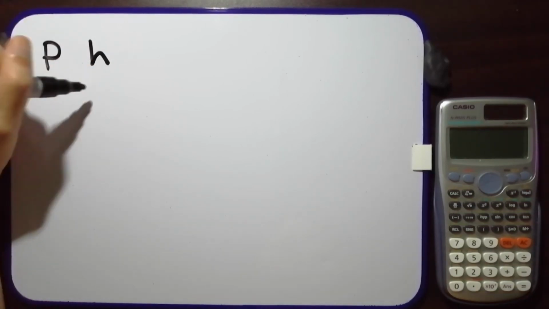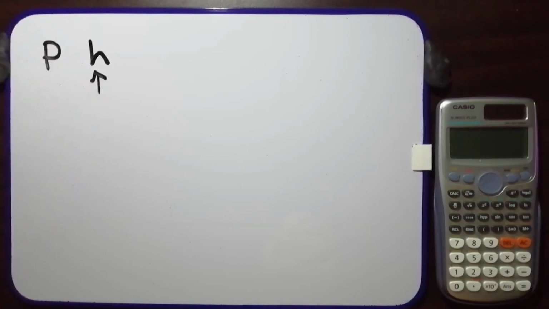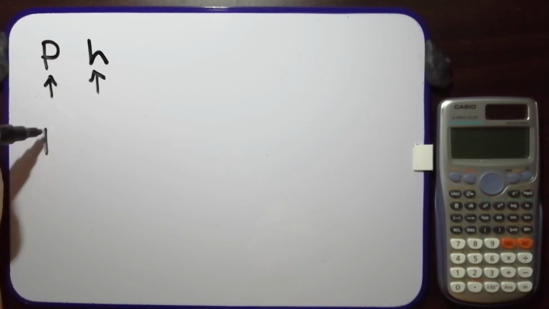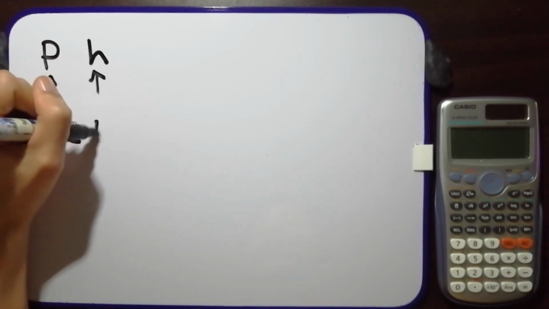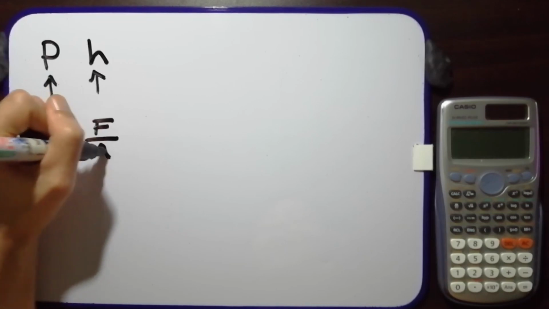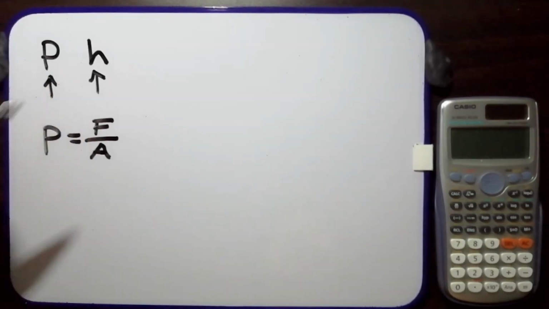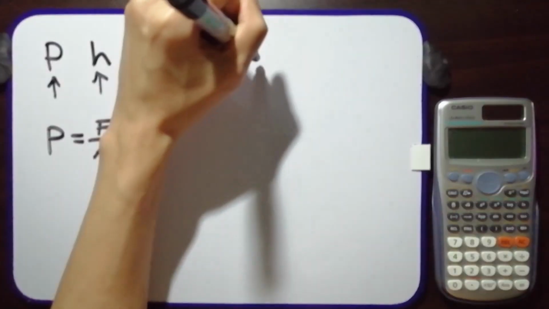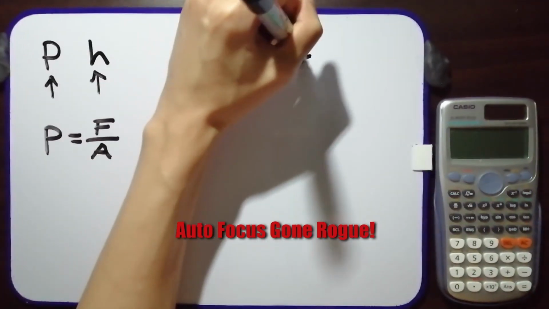But we also know that pressure is affected by height or depth. And the deeper you go, let's say underwater, which is when the height is increased, the pressure would increase. Now to show this relationship, we could actually use the original formula, which is pressure equals force divided by area. You see, weight is a type of force and is given as mass times gravity.